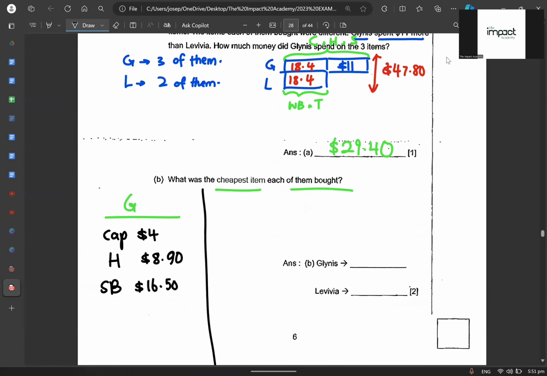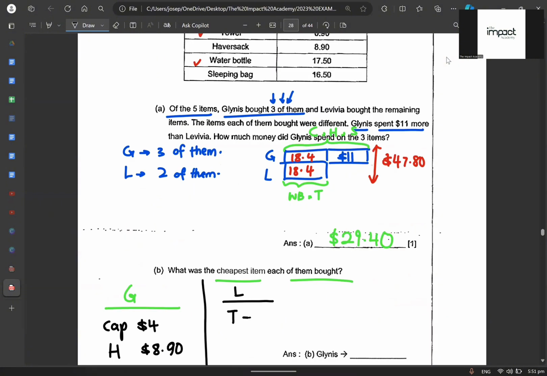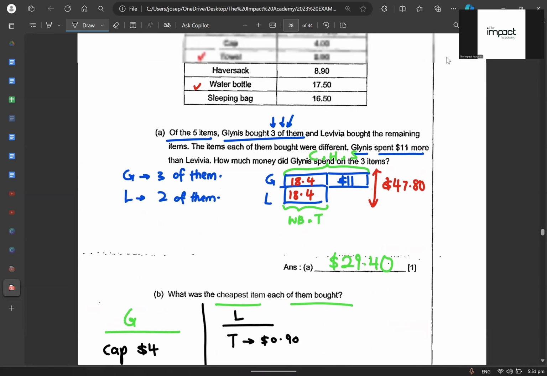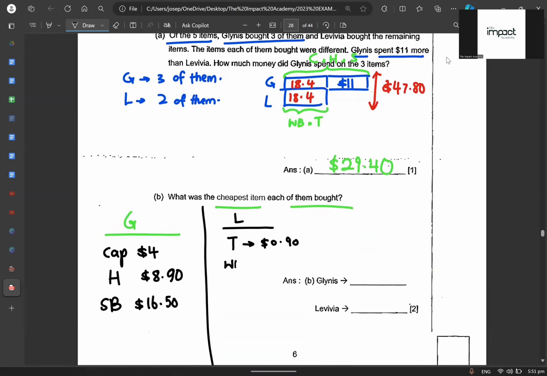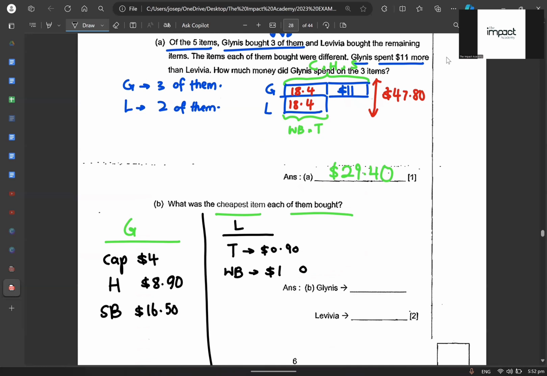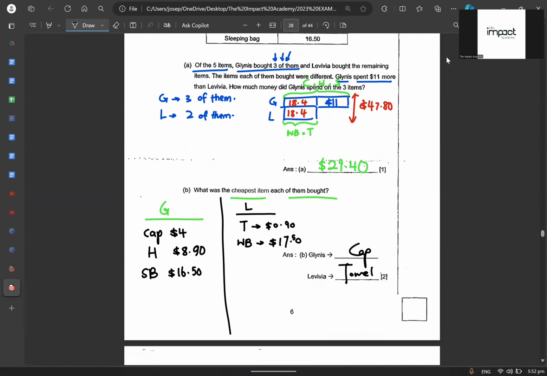I write out first. Lavivia, of course. Lavivia, as you can see over here, 2 things only. Towel that is priced at, how much is that? 90 cents. Okay, I believe this is the cheapest really, yeah. And water bottle that is priced at how much? 16.50. Correct or not? So the cheapest item for water bottle is 17.50. Thank you for correcting me. 17.50. The cheapest item for Glen will be the cap. The cheapest item for Lavivia will be the towel. Am I making sense? All right, so that's how you would do a question like this.